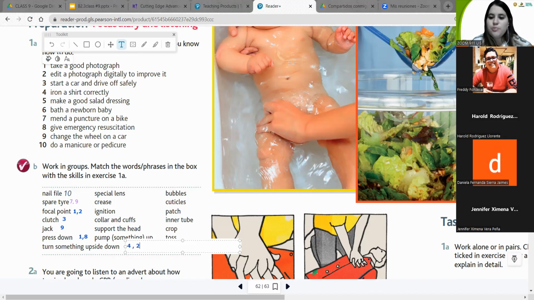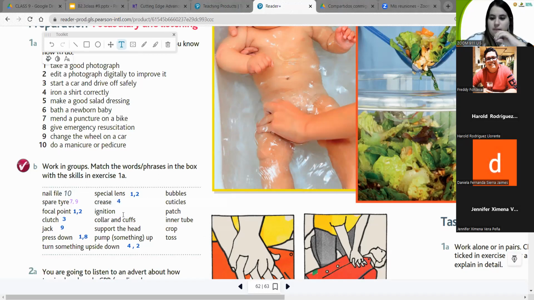What about special lens? Number 1 and number 2. Yes, special lens, number 1, number 2. Crease. What is crease? Number 4. Yes. And what is the meaning of crease? Arruga. That would be like pliegues. Pliegues. Okay.